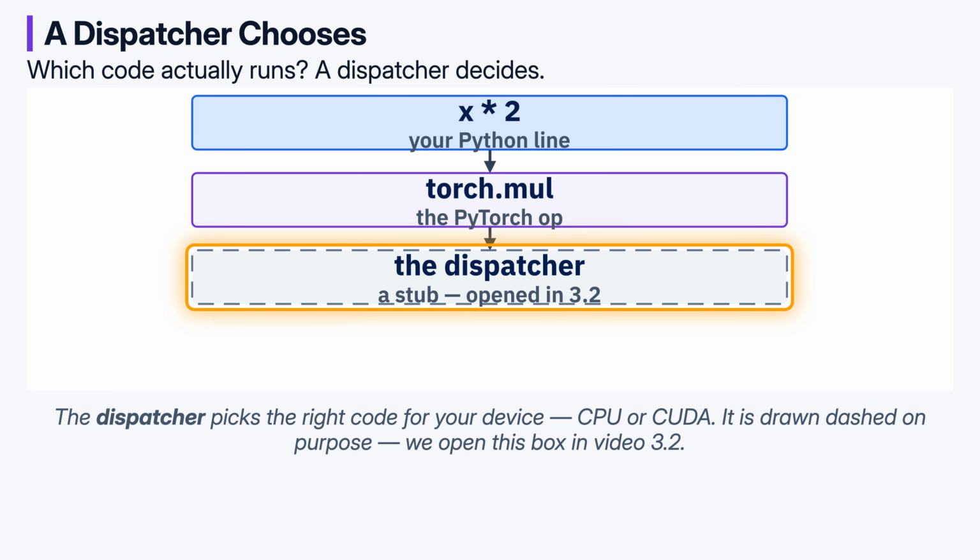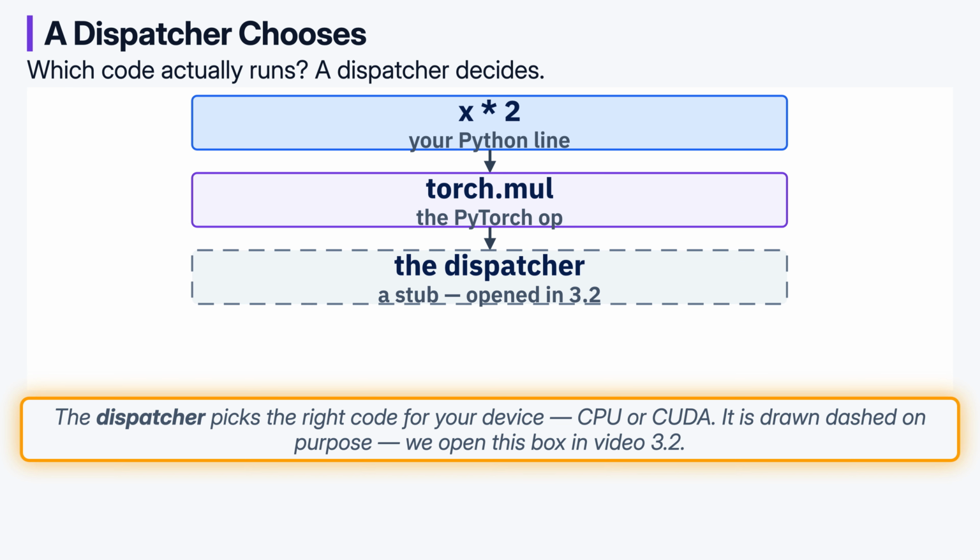Under the op sits a dispatcher. Its job is to pick the right code for your device, CPU or CUDA. Notice this box has a dashed border on purpose. We're leaving it closed for now. We open it up in a later video to see how it chooses.